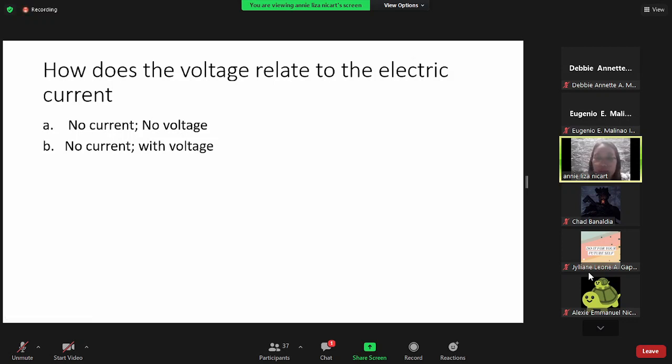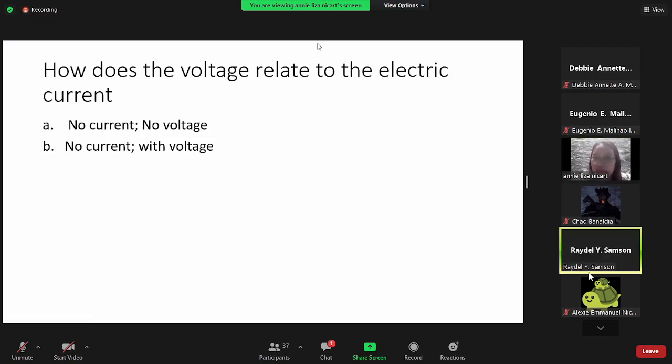Give an example. So sino yung nagsasalita? So give an example. If B is possible, is B possible? Give an example. Raise your hand. Wala. Who was talking? Okay. So B is possible.